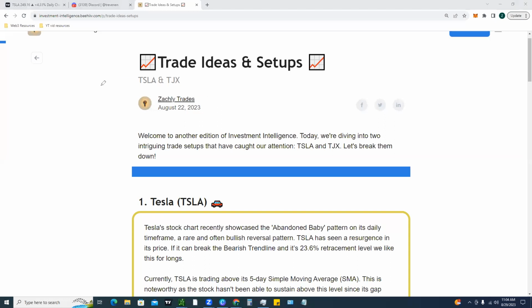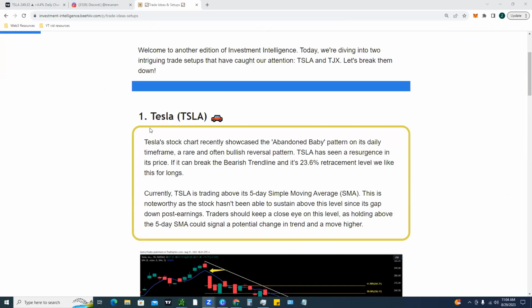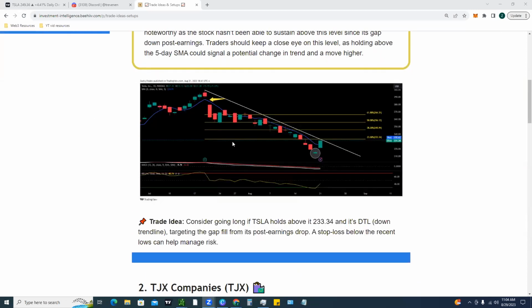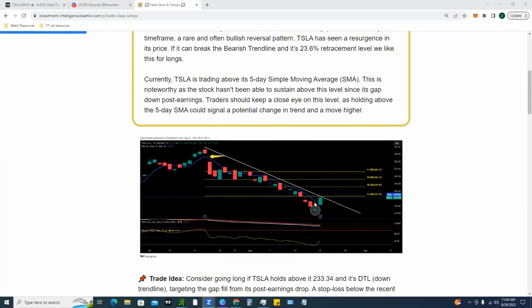And you can see that on August 22nd, and today's the 29th, so it's been about exactly a week. Tesla was one of the top trade ideas, right? And we talked about Tesla. We talked about the chart pattern that it had. This circled right here is what's known as an abandoned baby. It's actually a bullish chart pattern. And we talked about how we needed to break above this trend line and hold above 233.34.